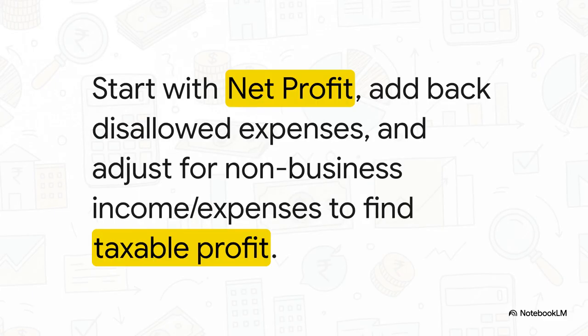All right, calling all entrepreneurs, freelancers, and professionals. This one's for you. Calculating profits and gains of business or profession, or PGBP, sounds super complicated, but the main idea is actually pretty simple. You start with the net profit you see on your profit and loss account. Then you put on your detective hat. You have to add back any expenses that the Income Tax Act basically says, no, you can't claim that. And you subtract any income that isn't really from your main business. It's all about sifting through everything to find your true taxable profit.